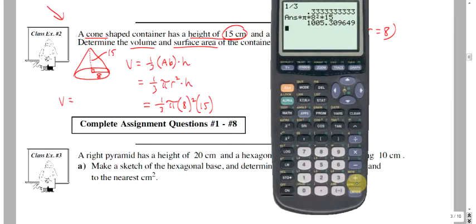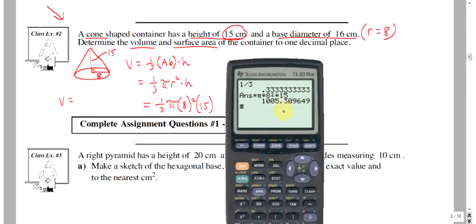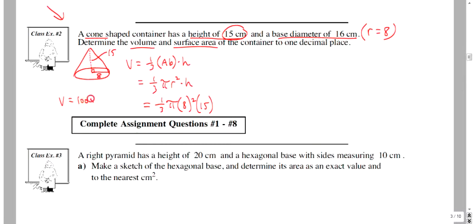Read the question. Do I want that whole number? Tenths? What do they want? To 1 decimal place, which is 0.3, right? Do I have units? Yes, I do. Centimeters, volumes 3 dimensions, centimeters cubed, right? Okay, everybody agree with that?